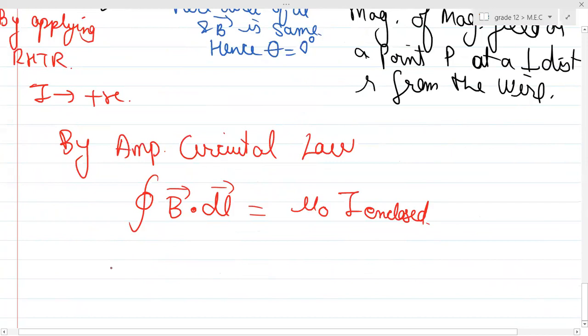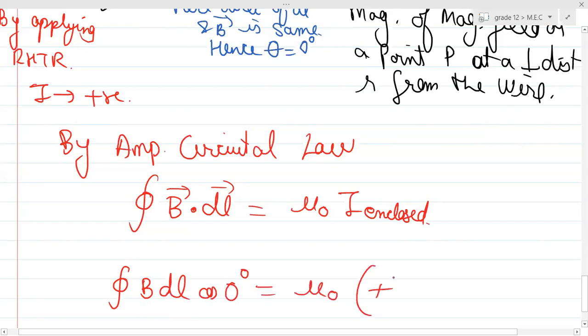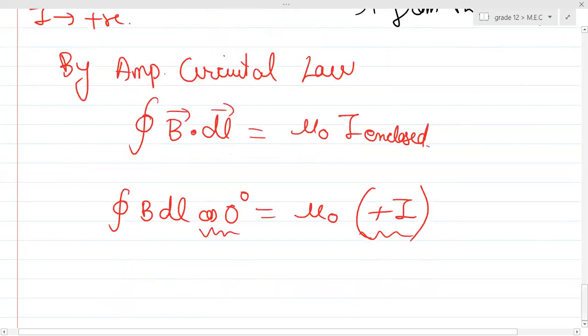Is it clear, guys? This will become B dl cos 0, which should be equal to mu naught into how much? Plus sign. So can you see that with the help of that convention you decided these two things? And after this what will happen? B is constant, so taking the integration of dl, it will be equal to mu naught into I.